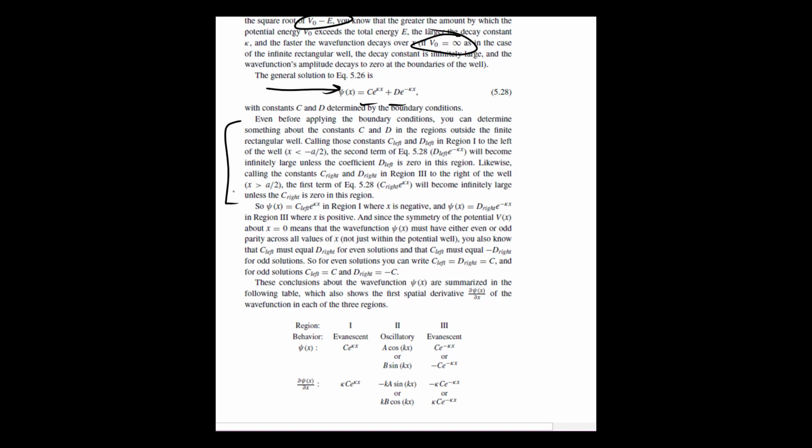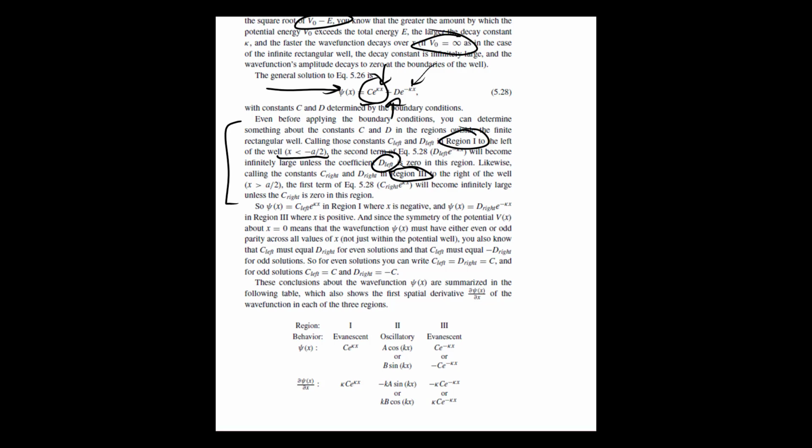Well, there's a little description in this paragraph that takes advantage of that parity consideration I mentioned. If you notice, region 1 is the region to the left of the well, and region 3 is the region to the right of the well. And in region 1, where x is less than minus a over 2, that means x is negative. And if x is negative, this term is going to blow up as x approaches minus infinity. Calling the D coefficient D left in that case, we've got to set D left equal to 0. In that region, this term's okay because x is negative, and so this term will not blow up. If we go to x equals negative infinity, this term will go to 0.